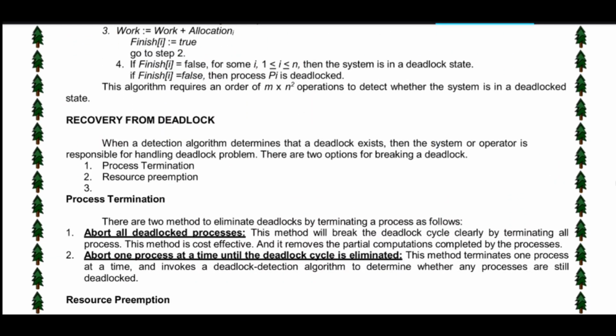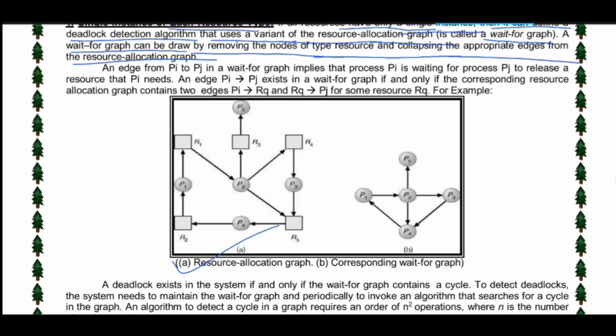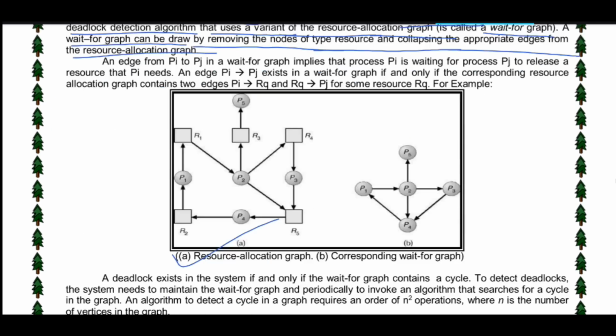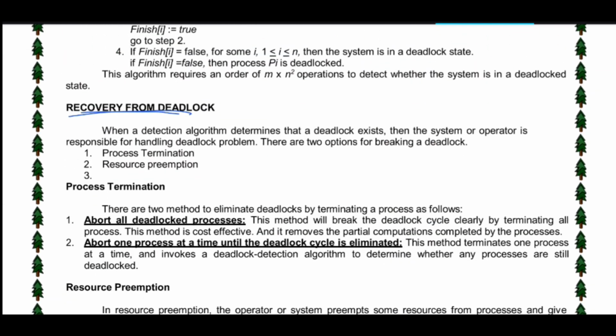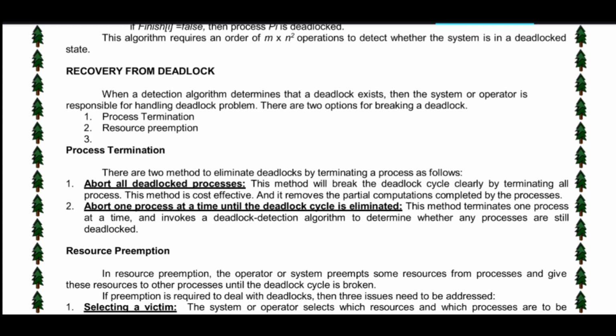Next, we move to recovery from deadlock. We detect our deadlock, then we go for the recovery. How can we recover? First, process termination, and second, resource preemption. Process termination means killing the processes. After killing the processes, the resources held by the process may be released, and then the deadlock may end. Resource preemption means forcibly taking the resources from the process, not killing the process, but taking the resources allocated to it.